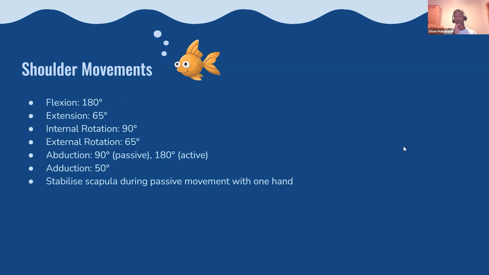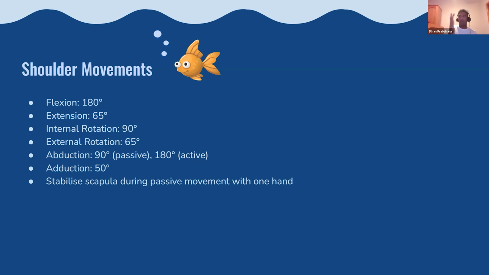And normal movements that you expect are flexion to 180 degrees. So, I mean, you can move your shoulder all the way up. That's 180. You can move it 65 degrees backwards. You can move it internally 90 degrees. We'll talk about internal rotation later.